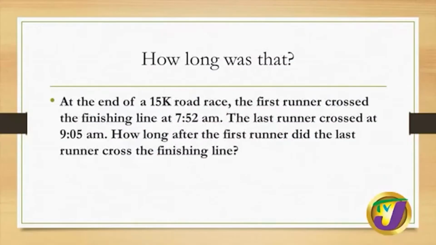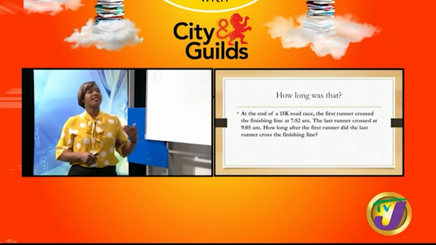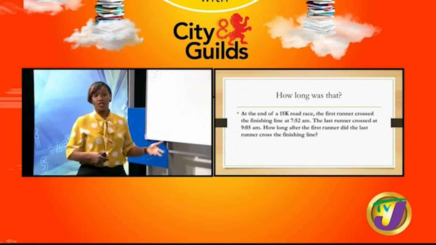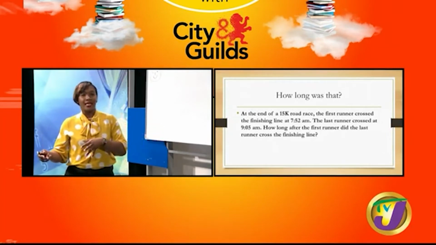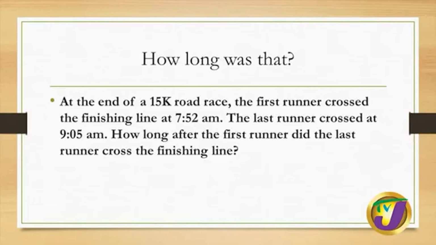Now let's look at another question. Let us read it together. At the end of a 15K road race, the first runner crossed the finishing line at 7:52 a.m. The last runner crossed at 9:05 a.m. How long after the first runner did the last runner cross the finishing line? What are they asking you to do? Yes, they're asking to calculate the time that would have lapsed from the first runner crossing the finish line to the last runner. Now, how do we do this?